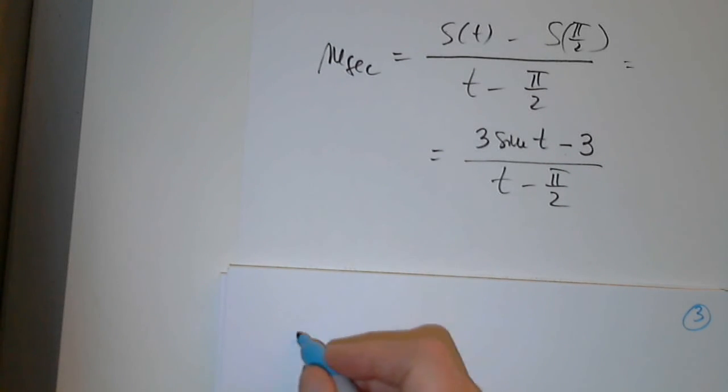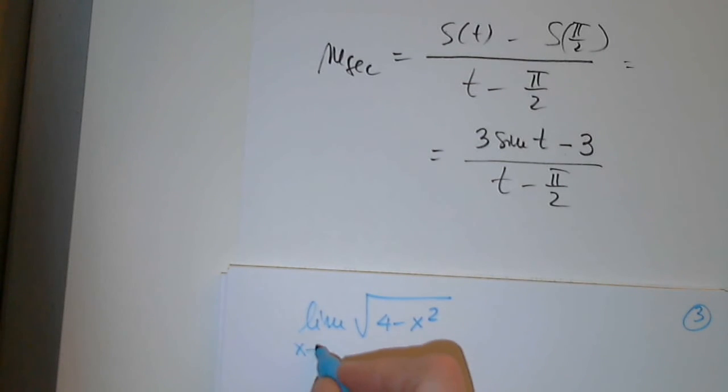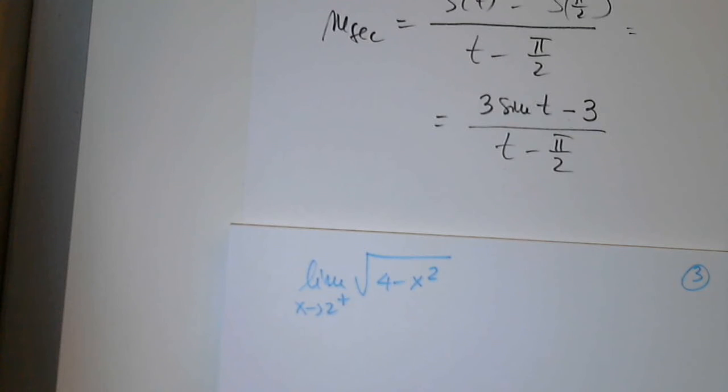And this is the limit. The square root of 4 minus x squared when x approaches 2 from the right. You have to find the domain. Yes. So what do I have to write in order to find the domain first?